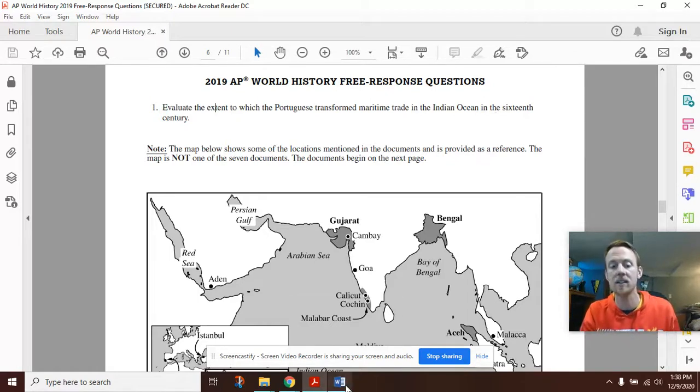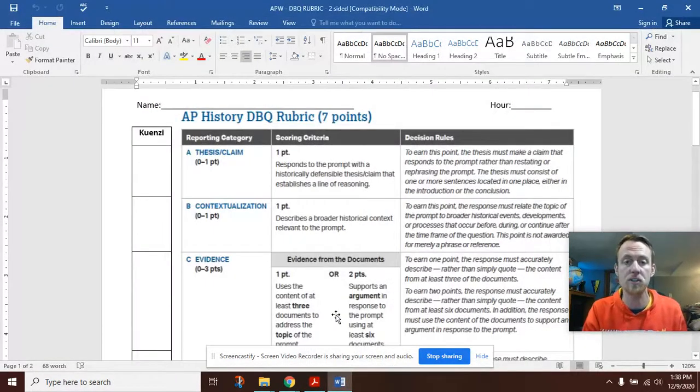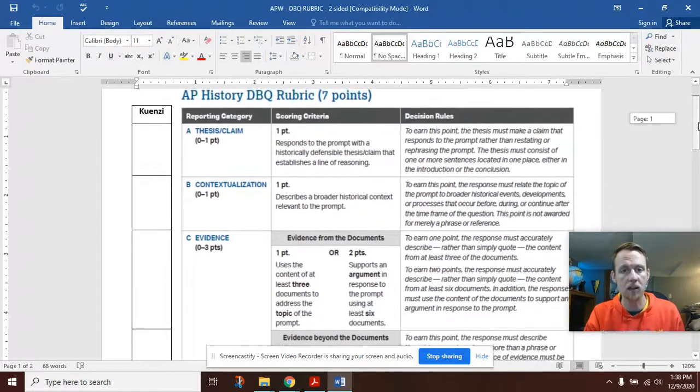Let's take a look at the rubric. Let's see what the College Board is actually going to assess you on. The first point, and arguably the most important point of this whole rubric, is the thesis or the claim. It's worth 1 of the 7 total points that the DBQ is graded on. Notice it says responds to the prompt with a historically defensible claim. And here's a key: that establishes the line of reasoning.